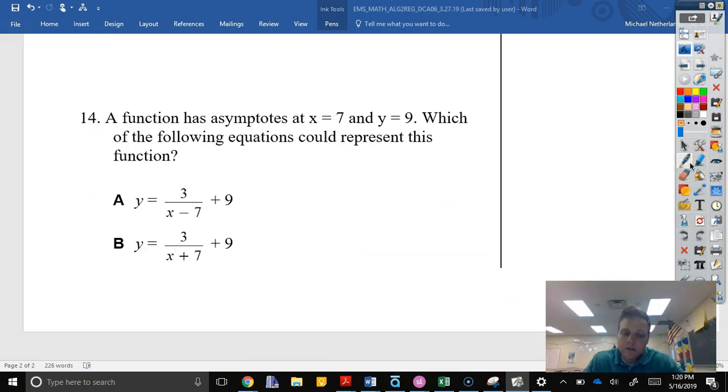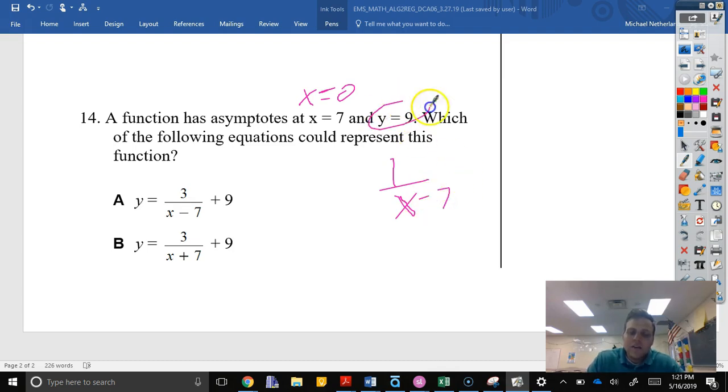A function has asymptote at x equals 7, y equals 9. Which of the following equations could represent this function? So if you look at A, B, C, and D, which C and D are up here on the other part of the page, you can't see them, these are all types of rational functions, which is 1 over x. Well, how would I move a vertical asymptote, which is usually at x equals 0, to x equals 7? Well, that's moving it to the right 7. How would I move it to the right 7? Well, I would say minus 7.